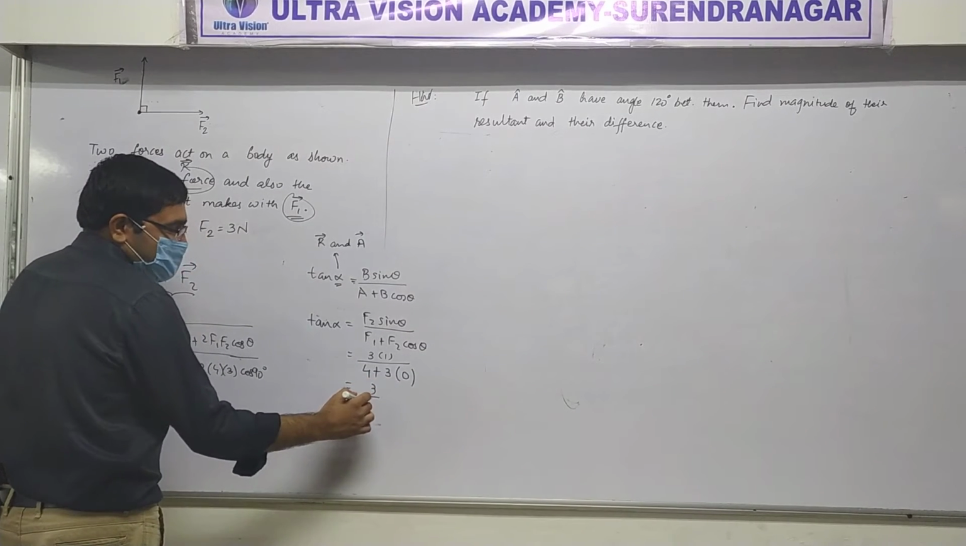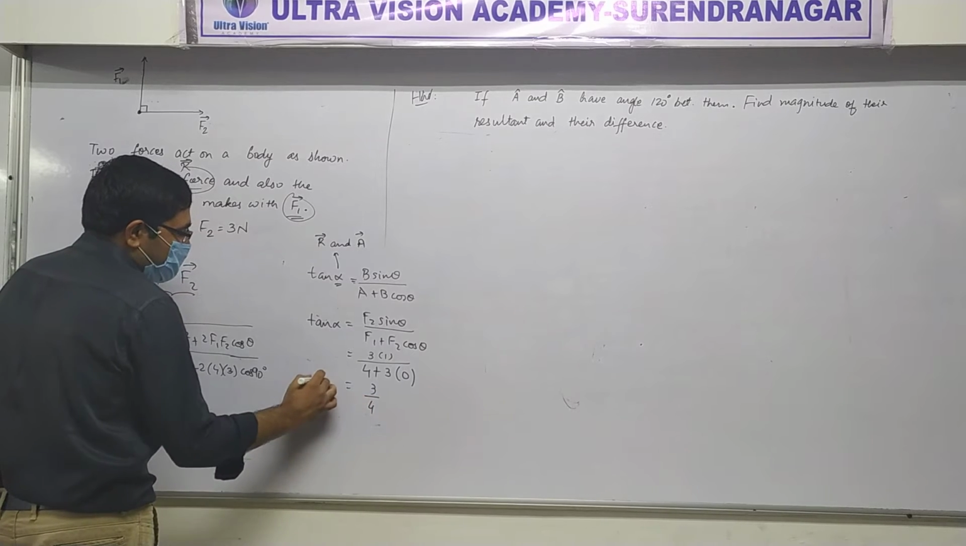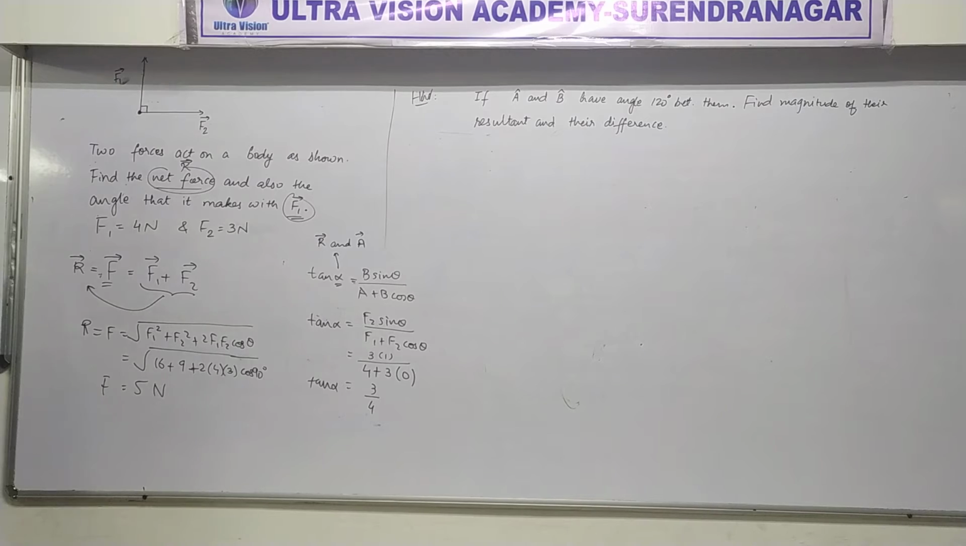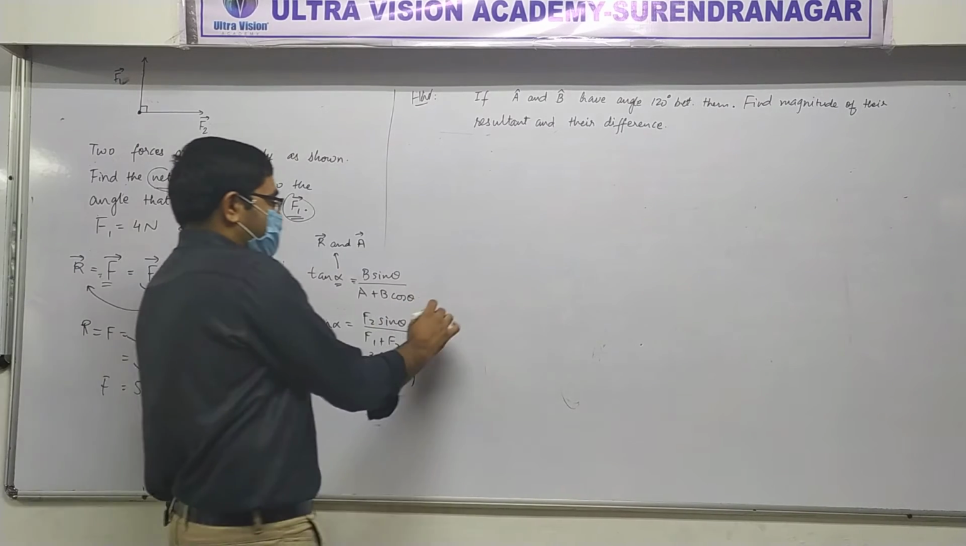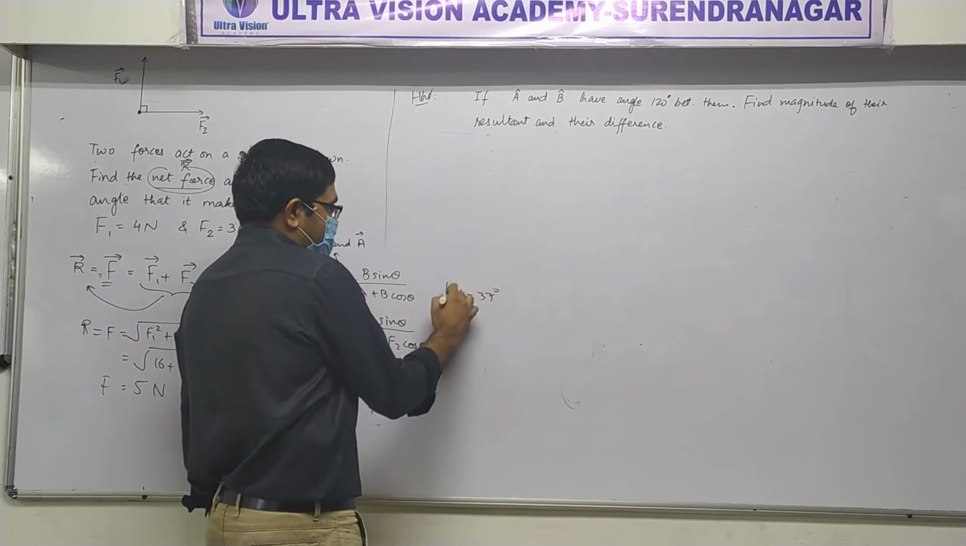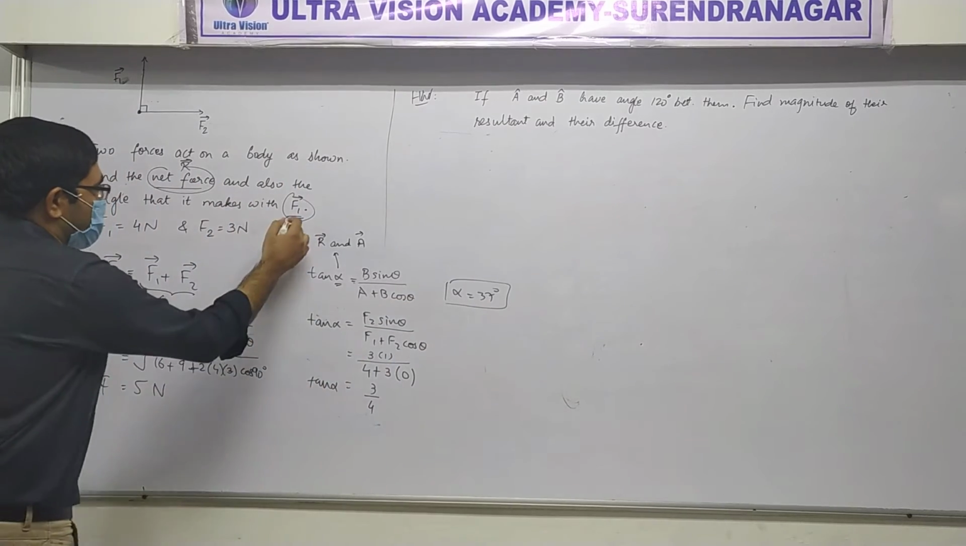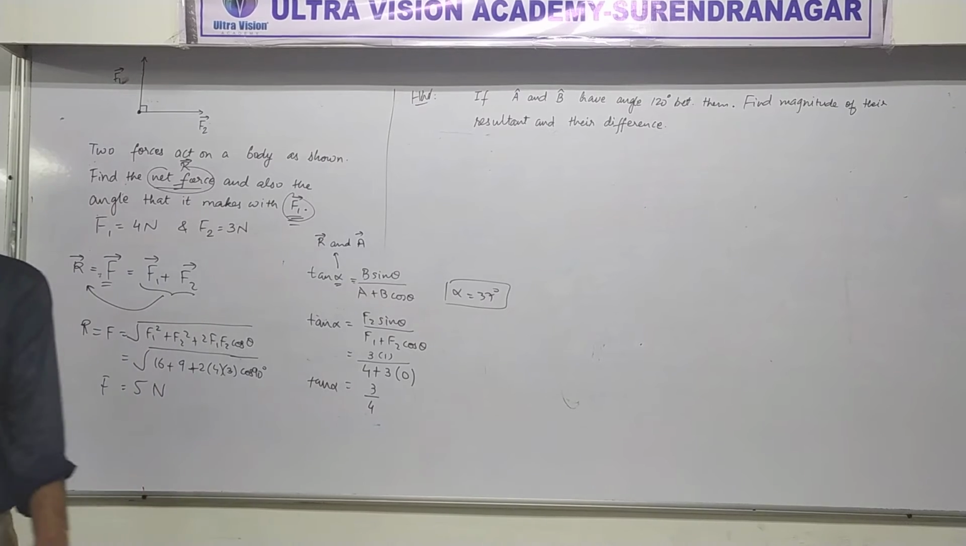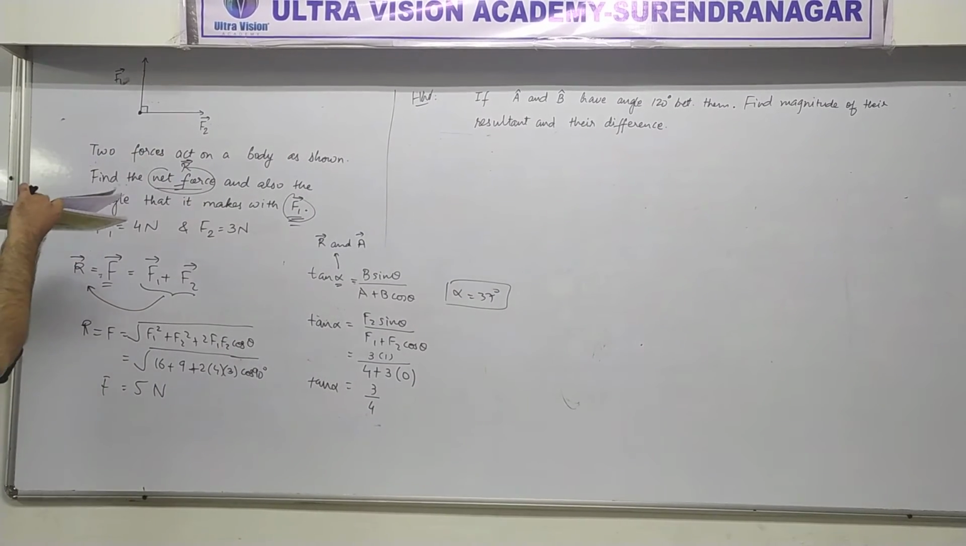3 upon 5, isn't it? Tan alpha is 3 by 4. So what is alpha? 37. Alpha will be 37 degrees. That means the angle between F1 vector and net force is how much? 37 degrees. See what happened over there?